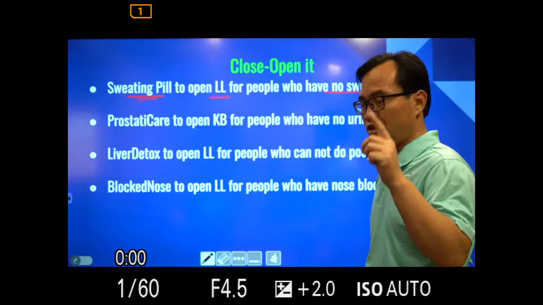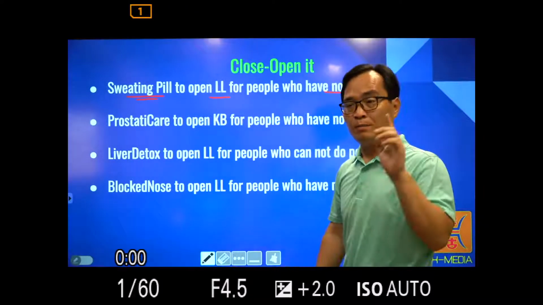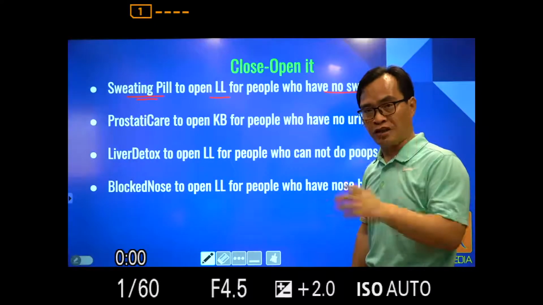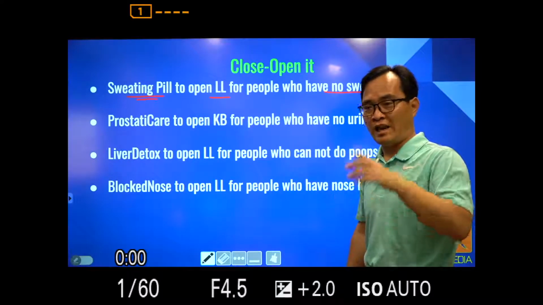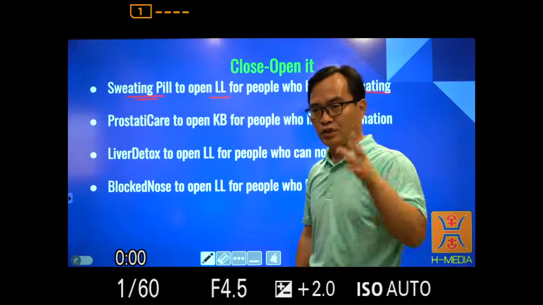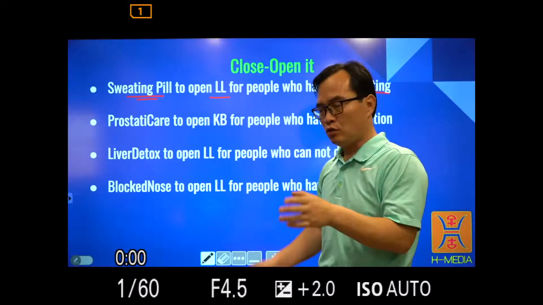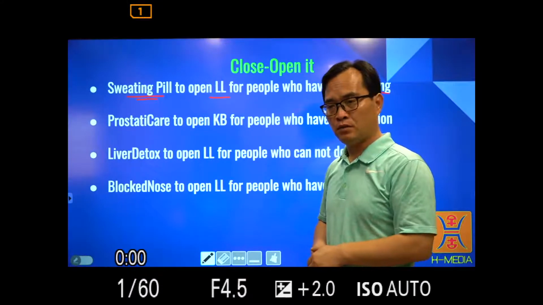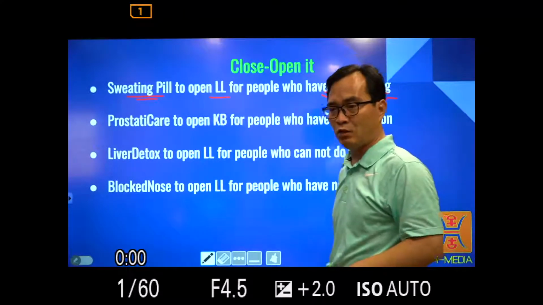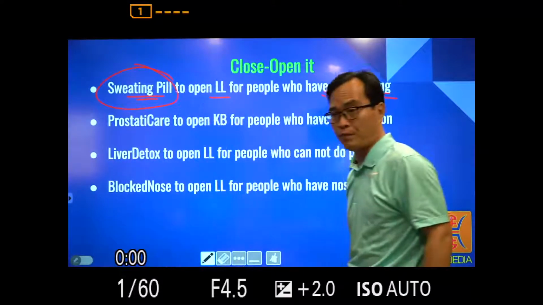These are the problems. If people have no sweating, a lot of toxins will not come out of their body, especially from their lungs. Those kinds of toxins will stay in your body to poison you, and the body will have more and more other problems. So for people with no sweating, we need to open it. Open it by what? By sweating pill.